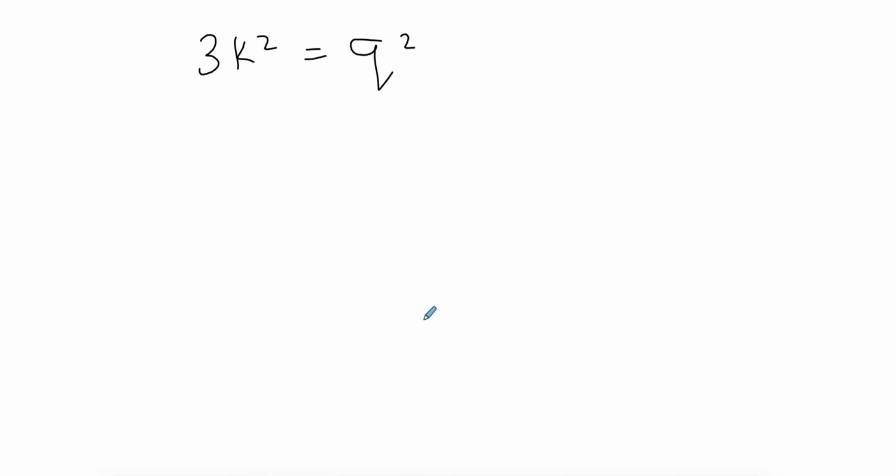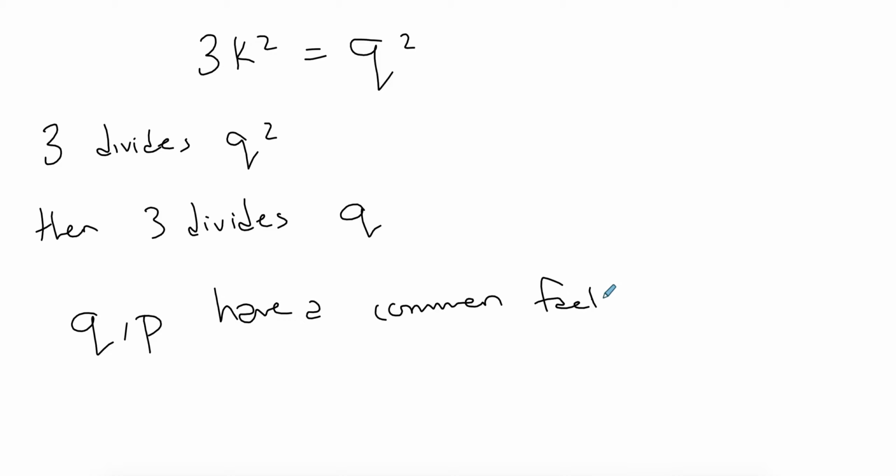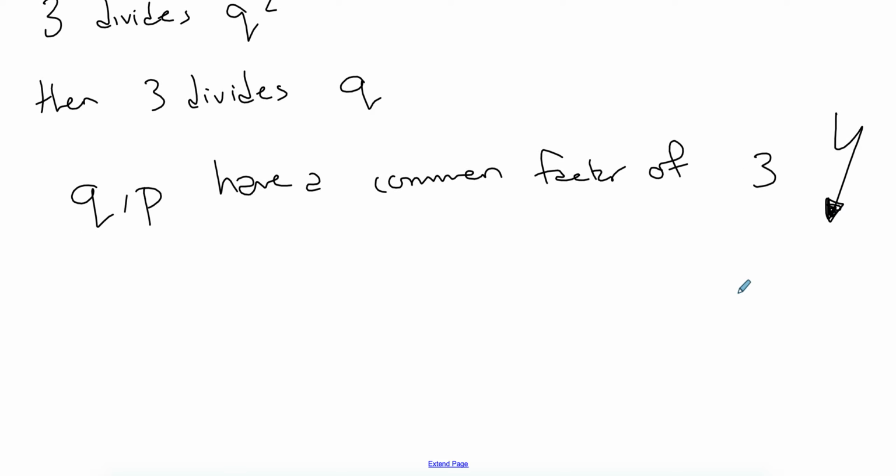And the same assumption can hold here. So if 3 divides q squared, then 3 divides q, which means that q and p have a common factor of 3, and that is our contradiction, and this is the symbol for contradiction. You don't have to use it. This is more university level symbols and not school level. So you can just write contradiction.